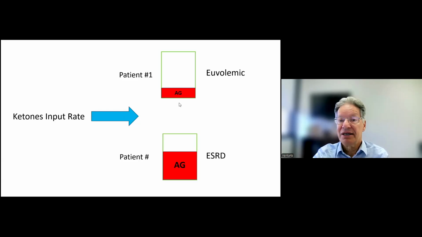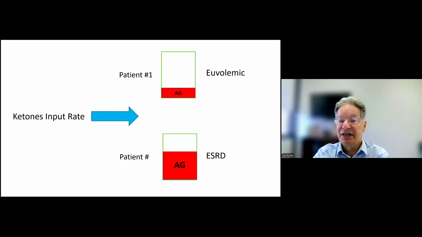This patient has a lower anion gap because the GFR is closer to normal. They're euvolemic and they're able to excrete the organic anions in the urine, and this patient cannot. So every organic anion that's put into the bloodstream stays there. And then, of course, you can have everything in between. And you'll see it dynamically too.